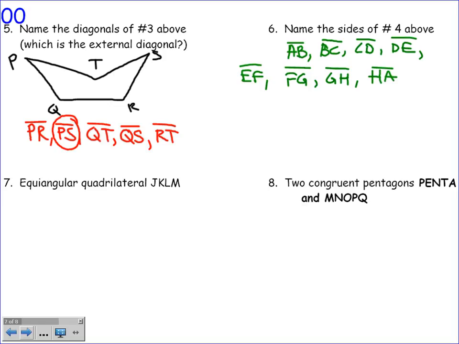Okay. Is everybody good up through 6? Number 7, you guys try on your own. Try 8 on your own as well. 7 and 8 on your own. Equiangular quadrilateral. Try to make it not equilateral. Make sure it's equiangular though.